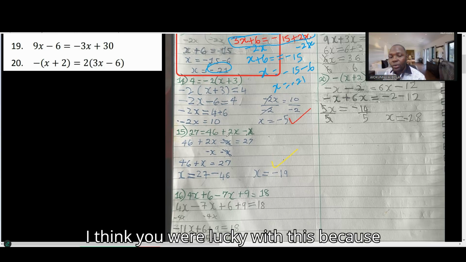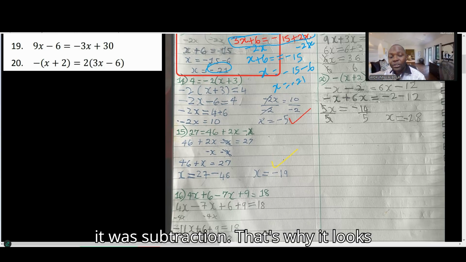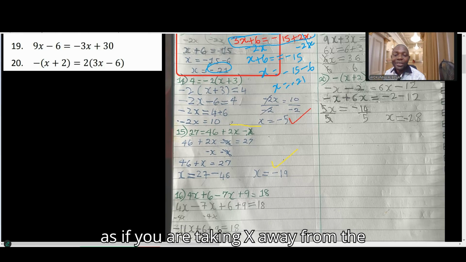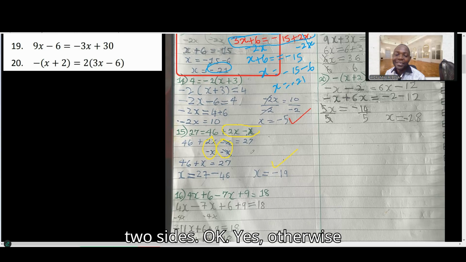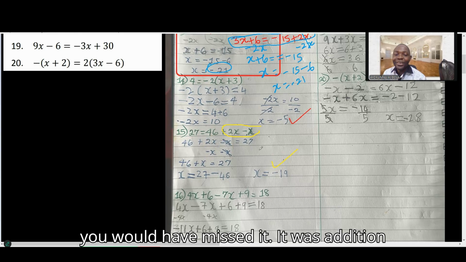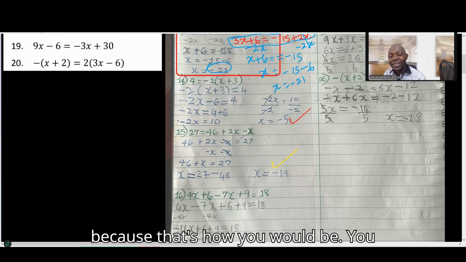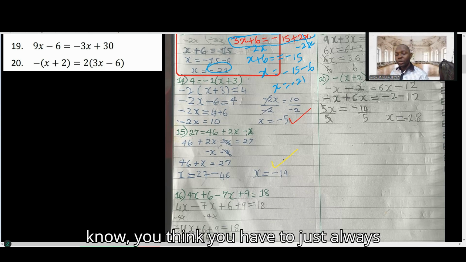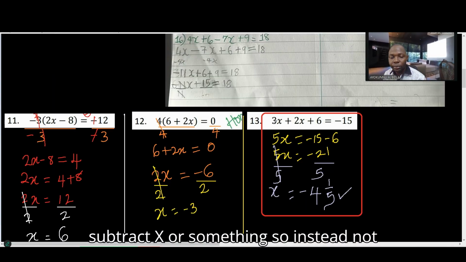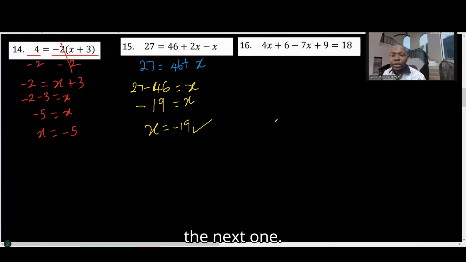I think you were lucky with this because it was subtraction. That's why it looks as if you are taking x away from the two sides. Otherwise, you would have missed it if it was addition, because you think you have to just always subtract x or something. So just take note.